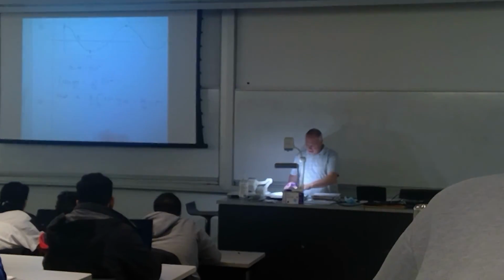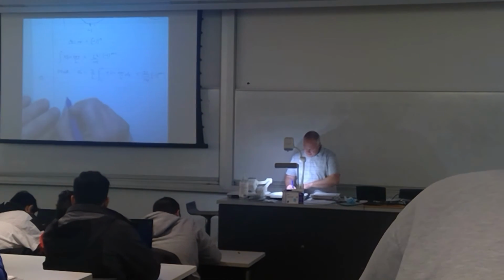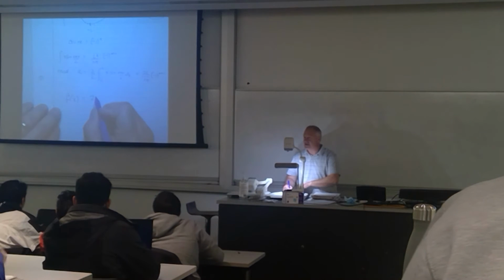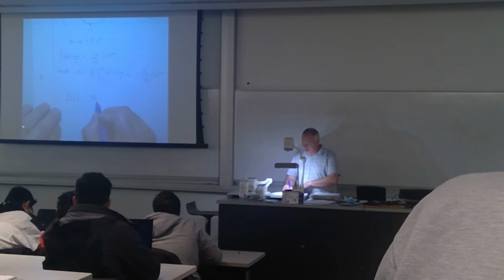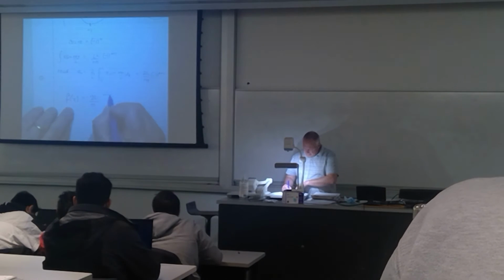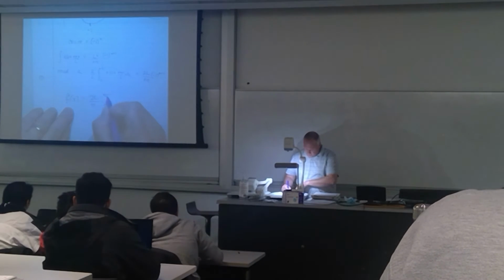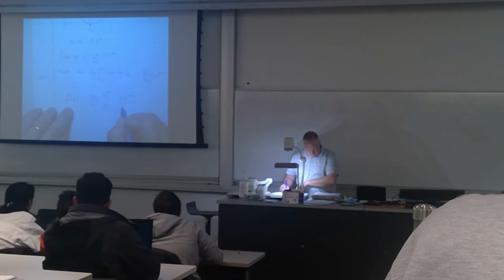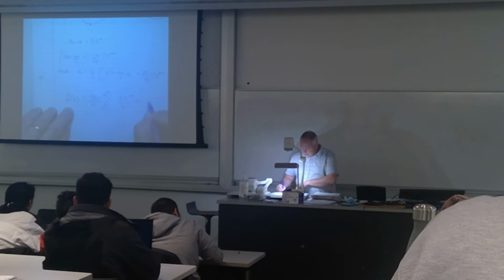Which means I can write, finally, f of x. I can take the 2 out because 2 doesn't depend on n. I can take the L out, L also doesn't depend on n, and neither does pi. And then I can say I have the sum n equals 1 to infinity, minus 1 to the n plus 1 over n sine n pi x over L.